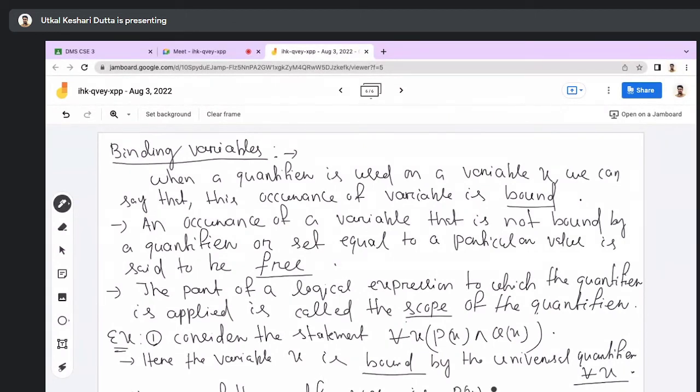That logical expression is P of x and q of x. Why? Because for all x is applied to which expression? It is applicable to p of x and q of x. For that reason, the scope of the quantifier for all is p of x and q of x. That is the scope.